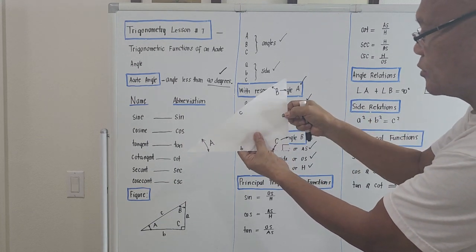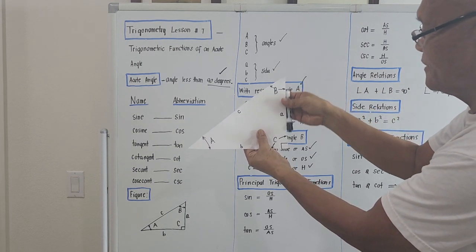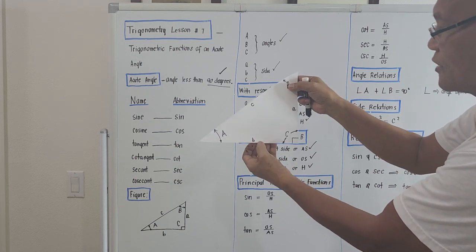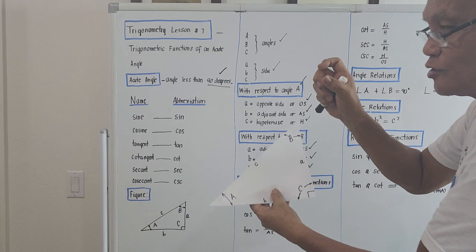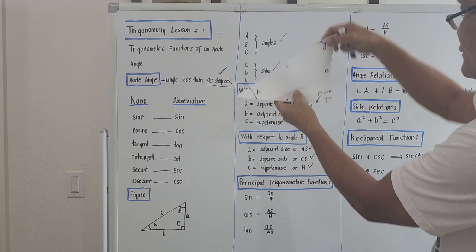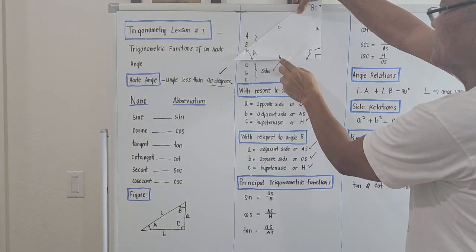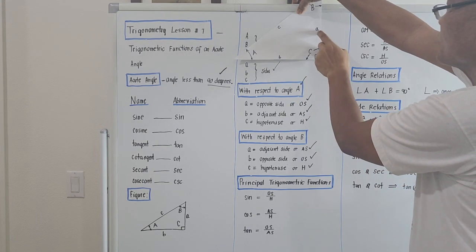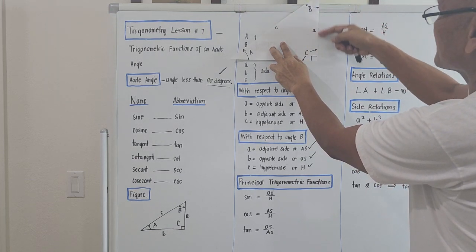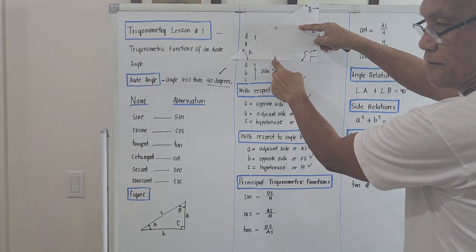This is angle A, this is its opposite. Considering angle B, its adjacent side is side A, right? It is adjacent to it, and its opposite side is side B. So at least you know the difference between an opposite side and adjacent side. So considering angle A, I will repeat it for the last time. Angle A, B will be its adjacent side and A will be its opposite side. And for angle B, its adjacent side is small letter A and its opposite side is small letter B.